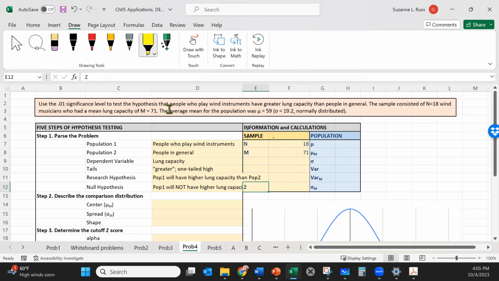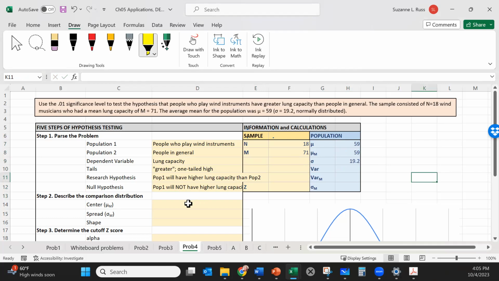Then we're also told in this problem the information about the population. The mean lung capacity for the population was 59. And we know from the central limit theorem that the mean for the distribution of means will be the same. I simply wrote that there to help you remember. And the other thing that we're given in the problem is sigma, 19.2, and that it's normally distributed.